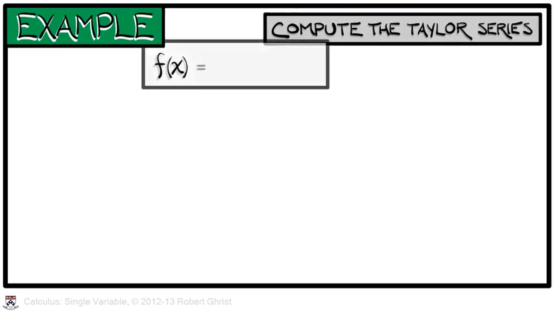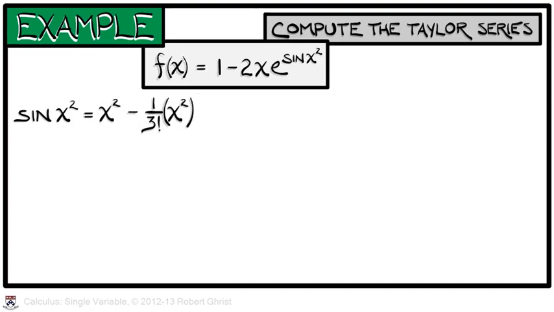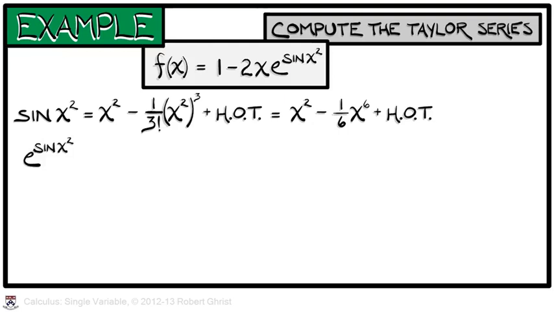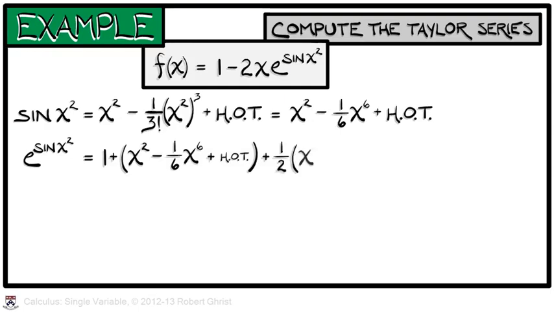Let's look at this in the context of a simple example. 1 minus 2x times e to the sine of x squared. We'll begin with the Taylor series for sine of x squared, which is simply x squared minus x to the 6th over 6 plus higher order terms. What happens when we exponentiate this? We use the Taylor series for e to the x. 1 plus our quantity above plus 1/2 times that quantity squared plus 1/6 times that quantity cubed, etc.